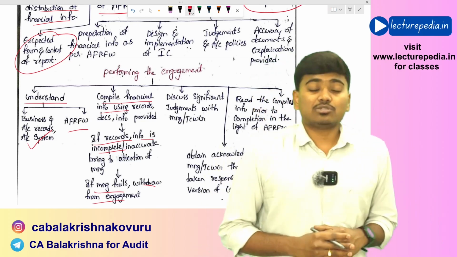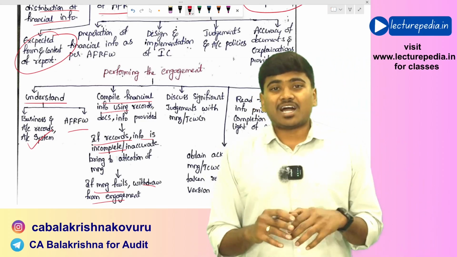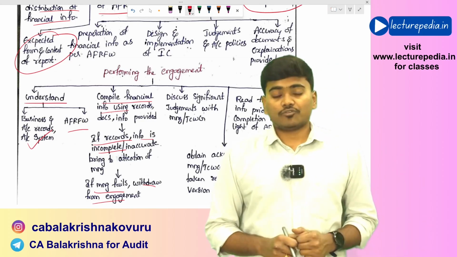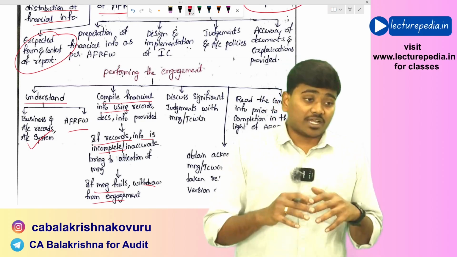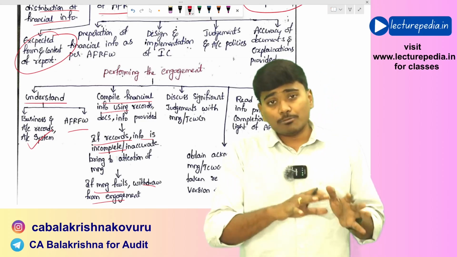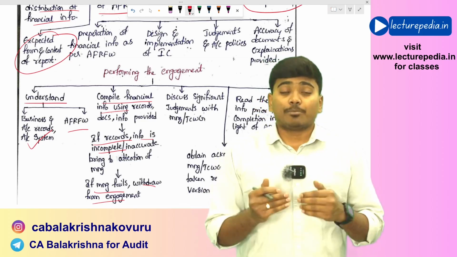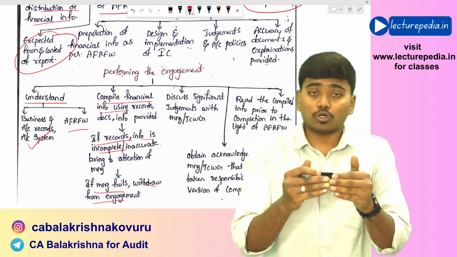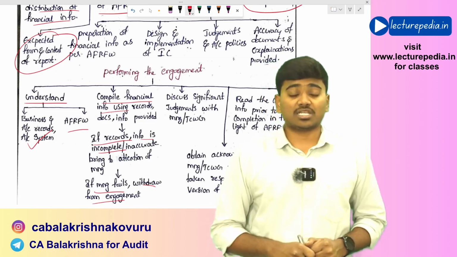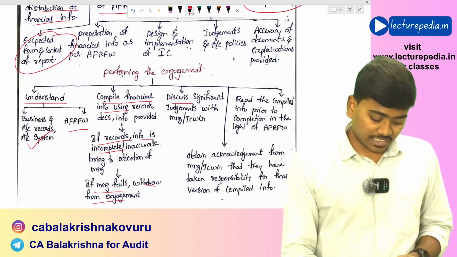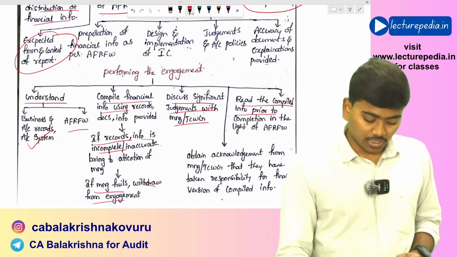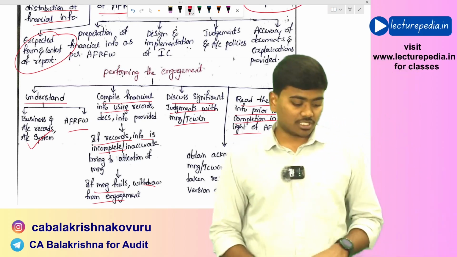You also need to discuss with the management the significant accounting policies and accounting judgments involved in the compilation of financial information. And finally, after preparing the financial information, before completing the entire process, the practitioner has to go through the compiled financial information once to check whether it is as per the applicable financial reporting framework or not. Discuss significant judgments with management and those charged with governance. Read the compiled information prior to completion in light of the applicable financial reporting framework.